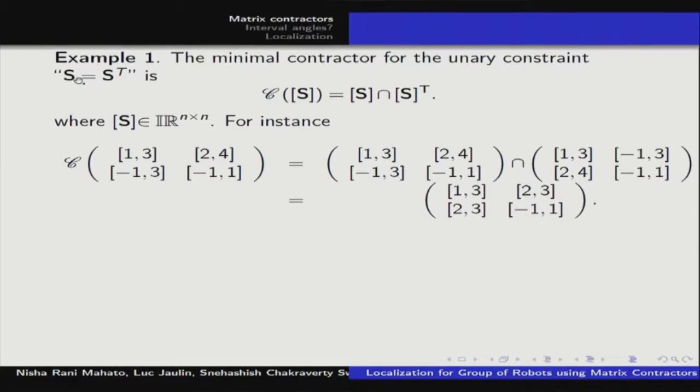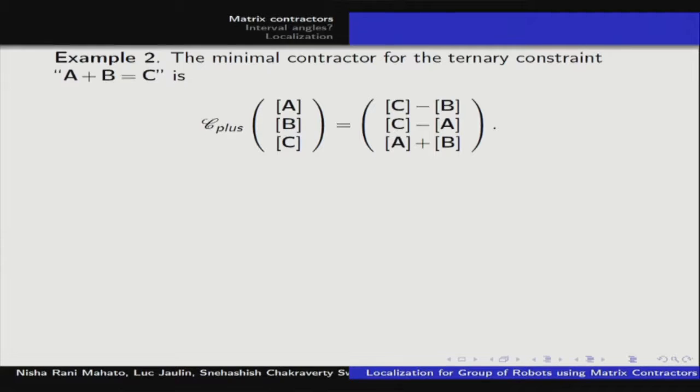For instance, if I say that S is a symmetric matrix, then the associated contractor, which is minimal, is this one. If I have a matrix inside this interval matrix, and I know that this matrix is symmetric, then using this operation, I take the same matrix and make the intersection with its transpose. I will obtain the contracted matrix, and it will contain all possible symmetric matrices that are inside the initial interval matrix. It was a simple example, but we can do this for other matrix constraints, such as A plus B equal to C. The corresponding minimal matrix contractor is this one.